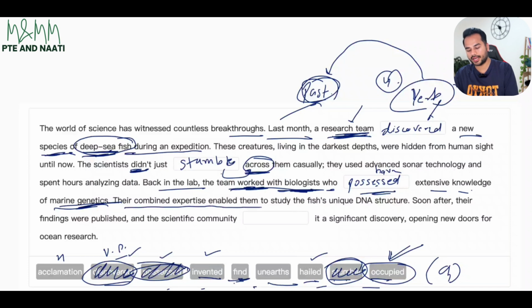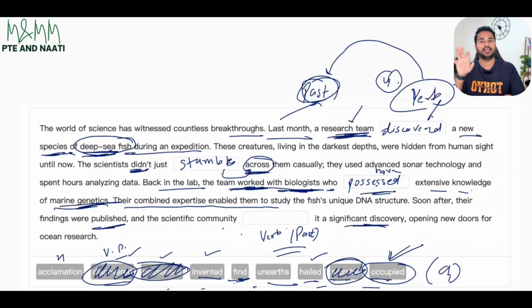And the last one is: their combined expertise enabled them to study the fish's unique DNA structure. Soon after, their findings were published and the scientific community dash it a significant discovery. Again, an action word is missing over here, and we need an action word in the past tense because they said findings were published, so the action already happened. The scientific community dash it as a significant discovery. So they named it as a significant discovery. We need either the word named or a synonym of named. So the scientific community: invented, find, hailed or occupied.